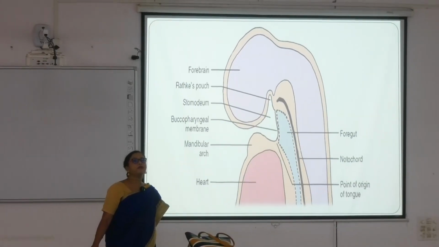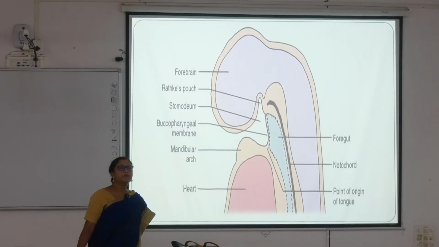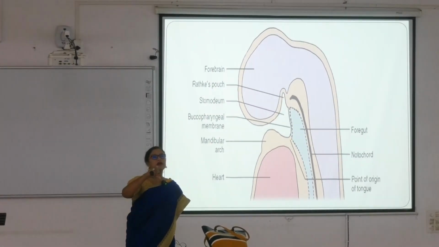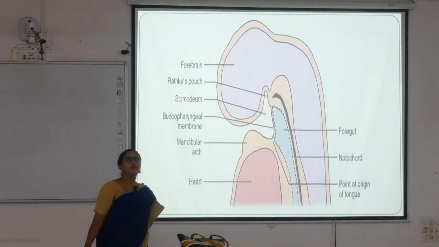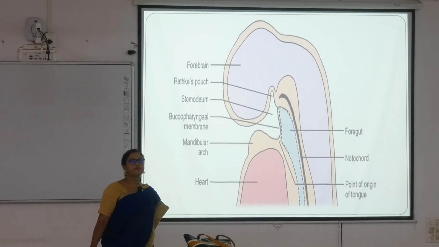Endoderm. So what does the endoderm make? It is doing the mucous membrane. You know already from gross anatomy, right? Tongue is covered by one mucous membrane, right? So it is developed from endoderm. Write it down. It is developed from endoderm.